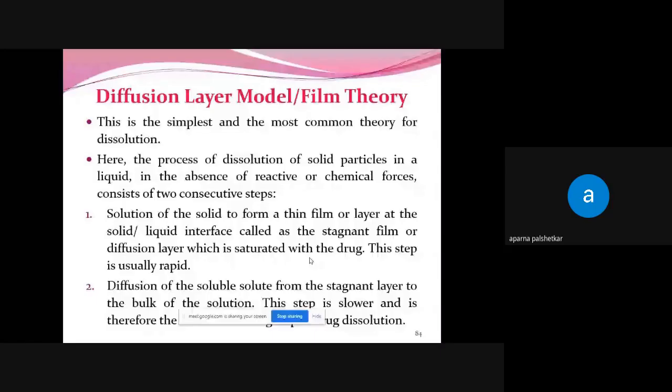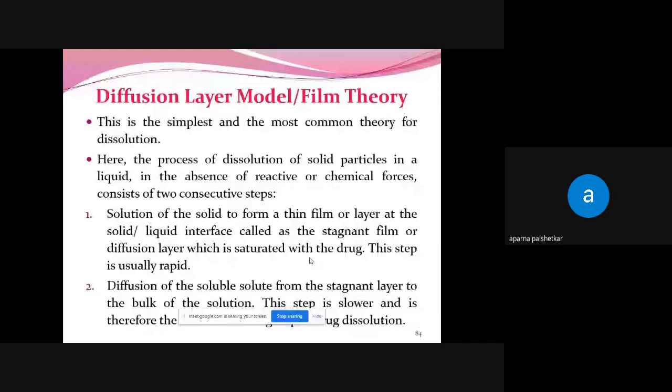Later on, there is a diffusion of this soluble solute from the stagnant layer to the bulk solution. Now, coming from the stagnant layer to this bulk solution is very slow, and so it is considered as the rate determining step for drug dissolution.